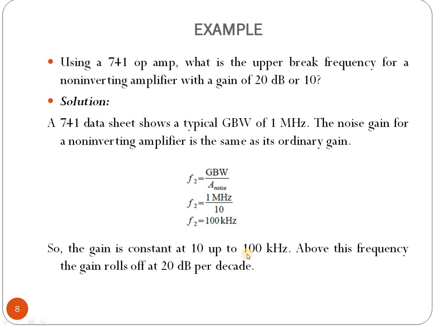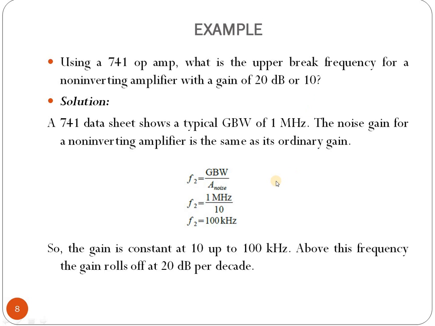An example: using a 741 op-amp, what is the upper break frequency for a non-inverting amplifier with a gain of 20 dB, or 10? So 20 dB can be converted into 10, or from 10 it can be converted to 20 dB. We can use the equation to convert 20 decibel into a normal unitless voltage gain, that is 10. The question may have only the 20 dB or only the 10, and you can swap between these two.